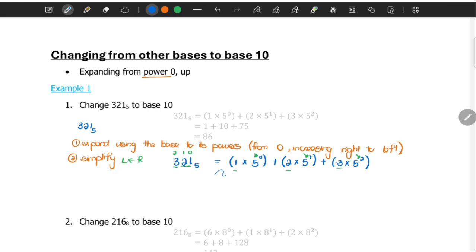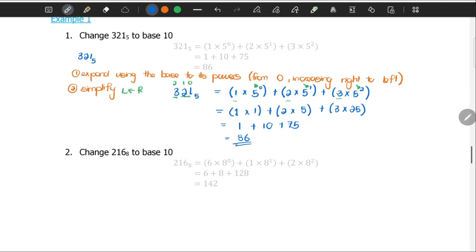And then once we expand this, 5 to the power 0 is 1, so 1 times 1 is 1. Let me just write 1 times 5 to the power 0, that's 1, and any number to the power 0 is 1. Plus 2 times 5 to the power 1, which is 5. Plus 3 times 5 to the power 2, that's 25, since 5 times 5 is 25. That's going to be 1 plus 10 plus 75, and that's going to be 86. And that's how we get the answer.